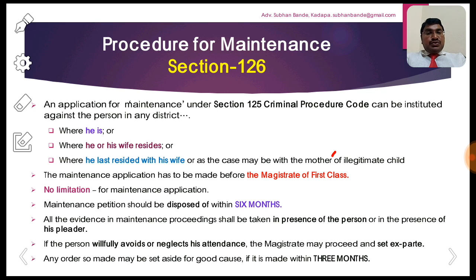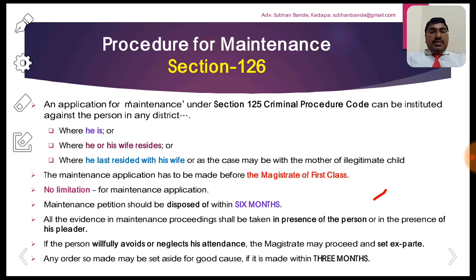Maintenance petition should be disposed of within 6 months. All the evidence in maintenance proceedings shall be taken in the presence of the person, or in the presence of his pleader, against whom the maintenance application is filed. If the person willfully avoids or neglects his attendance, the magistrate may proceed ex parte against such person and order a certain amount of maintenance. The magistrate can pass the orders for a certain amount of maintenance if the person willfully avoids or neglects his attendance to the court.